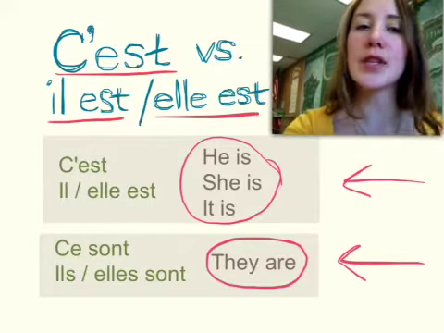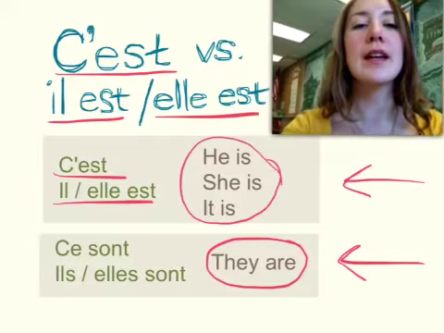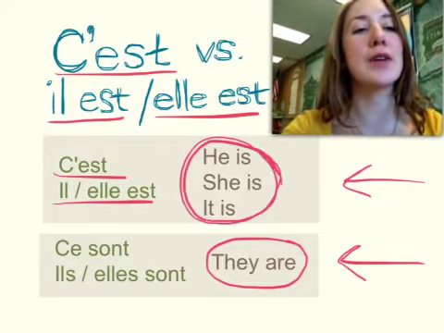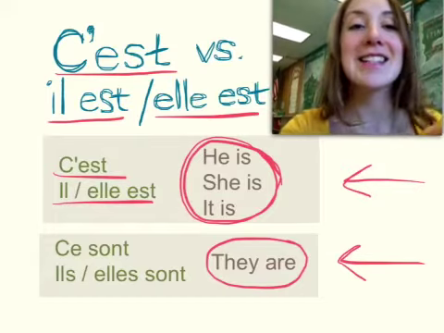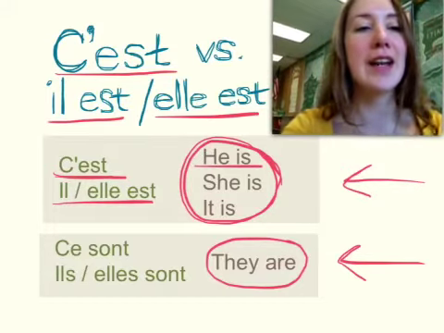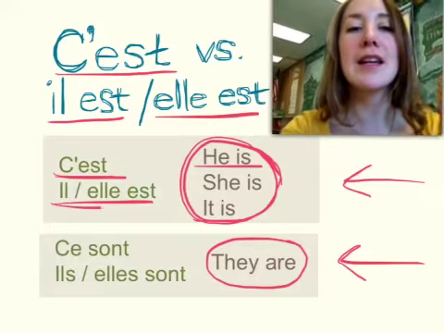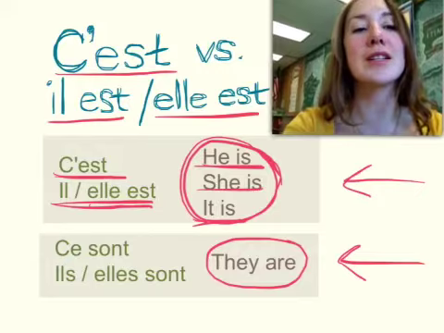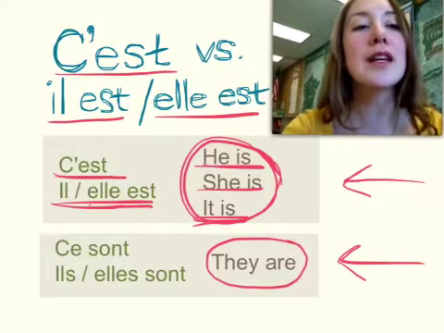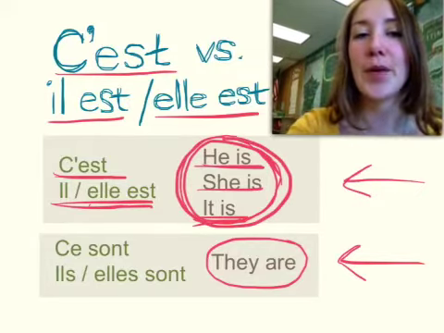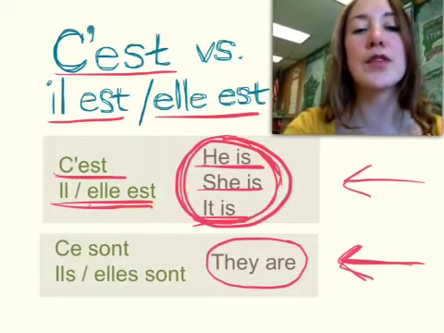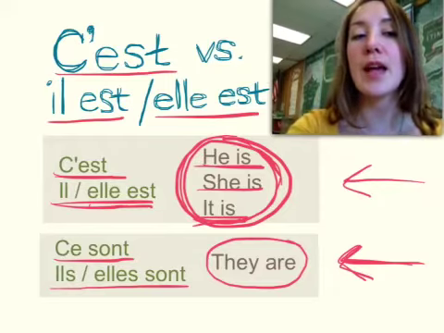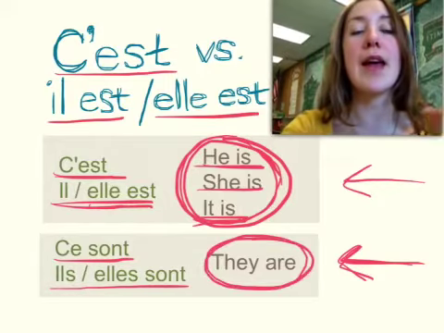Our singular options are c'est, il est, and elle est. And all of these can mean he is, she is, or it is. That's right. C'est can mean he is, and it can also mean it is. Il est can mean he is or it is, and elle est can mean she is or it is. So all of these share this meaning. Okay? And then looking at our plural versions, we have ce sont and ils sont or elles sont. And all three of these can mean they are.